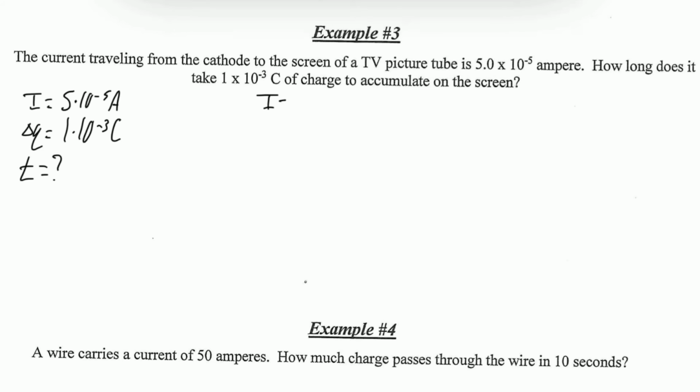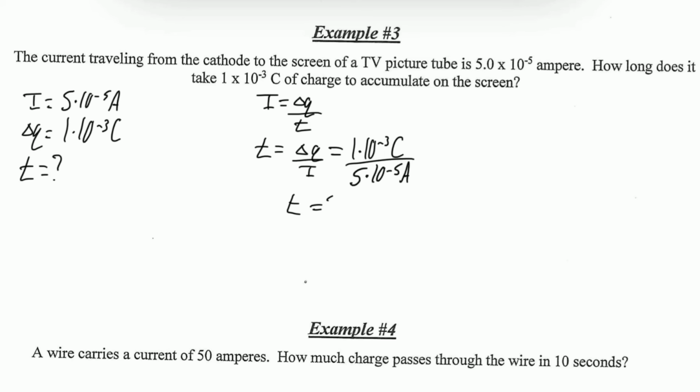So we'll start off with our formula, I equals delta Q over T. We want to solve for our time T here. So we'll multiply T to the other side, divide by I, and figure out this new formula. Now we can plug in our values. For delta Q, it will be 1 times 10 to the minus 3 coulombs, divided by our current, 5 times 10 to the minus 5 amperes. And if we remember, amps are equal to coulombs per second, so the coulombs will cancel out, and we'll end up with seconds on top, to get a total amount of time equal to 20 seconds.